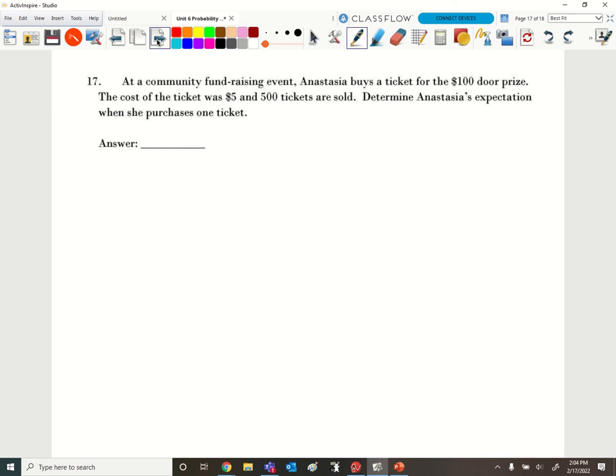At a community fundraising event, Anastasia buys a ticket for the $100 door prize. The cost of the ticket is $5, and 500 tickets are sold. Determine Anastasia's expectation when she purchases one ticket. Now, how many chances does she have for this? One out of 500. So there's my probability. What does she win? $100.